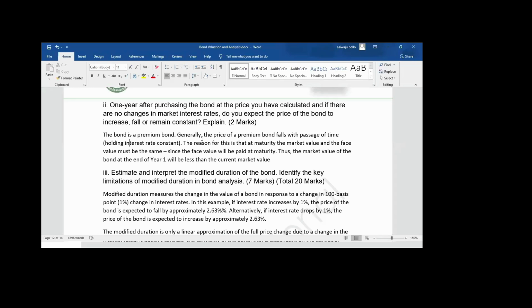So your response is: the market value of the bond at the end of year 1 will be less than the current market value of the bond, because that bond is issued at a premium and is going to be redeemed at face value. That is the expected response to that question.